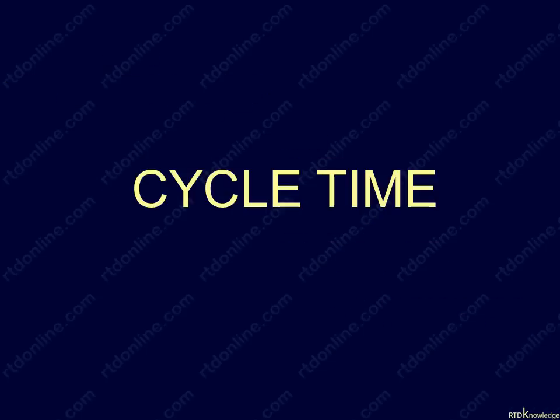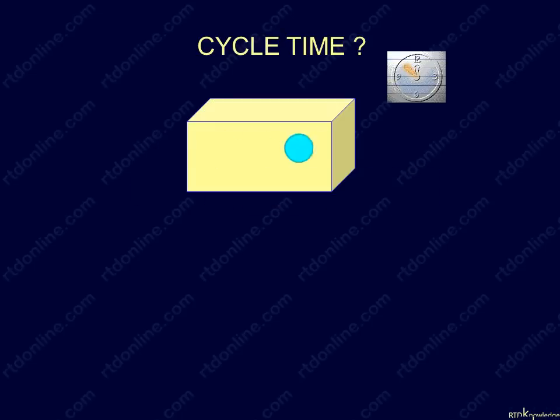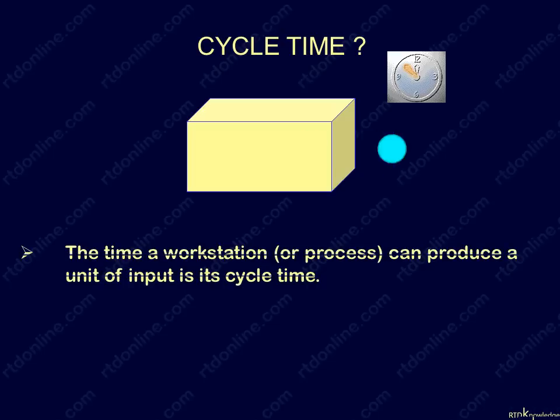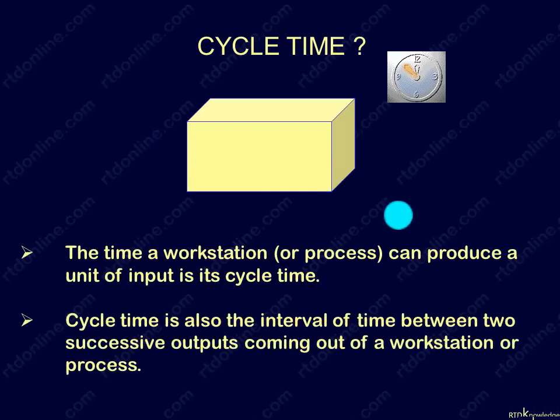The first concept we will learn to describe a process is its cycle time. The time a workstation or process can produce a unit of input is its cycle time. Cycle time is also the interval of time between 2 successive outputs coming out of a workstation or process. It's easier to imagine cycle time as the time you have to wait for the next output.